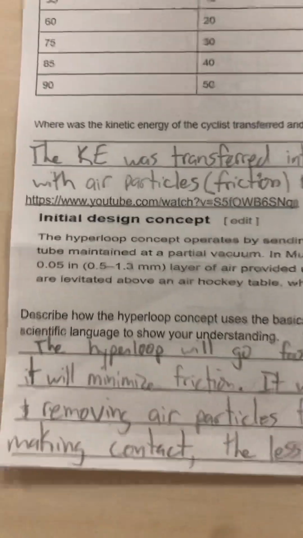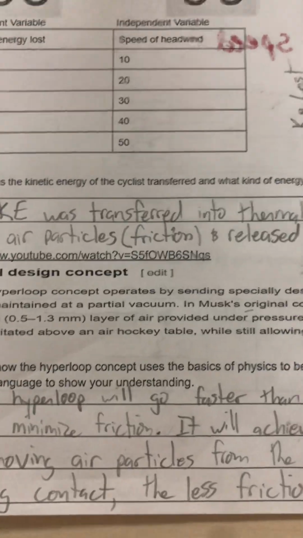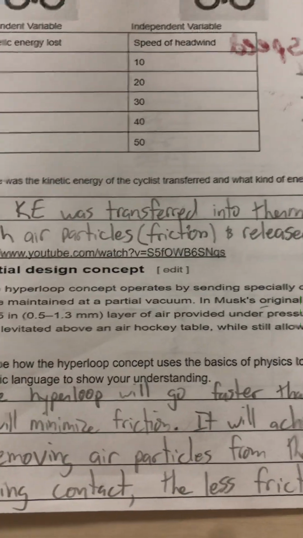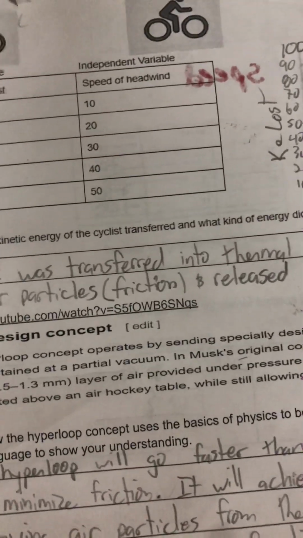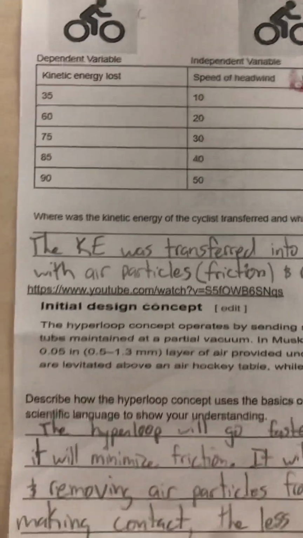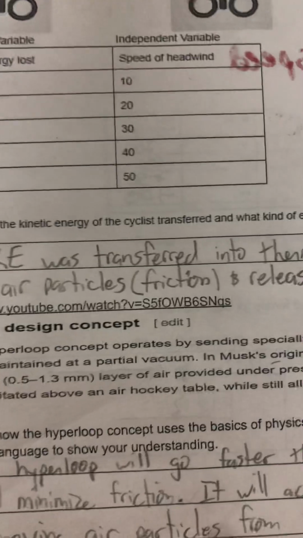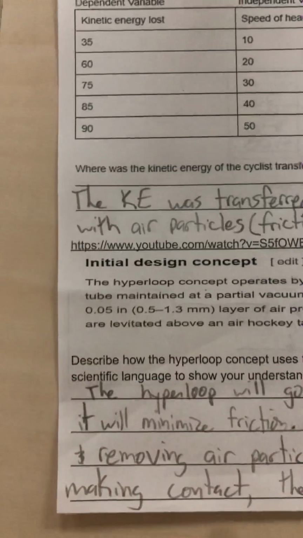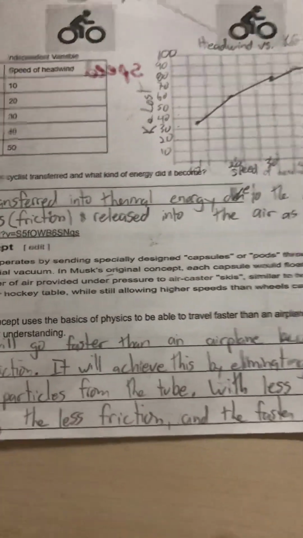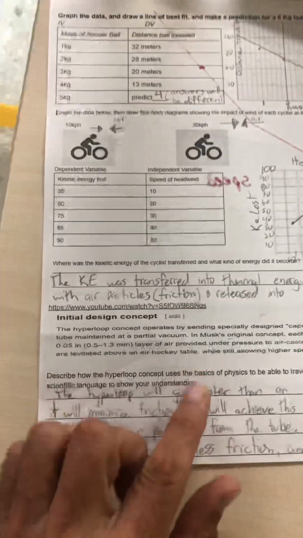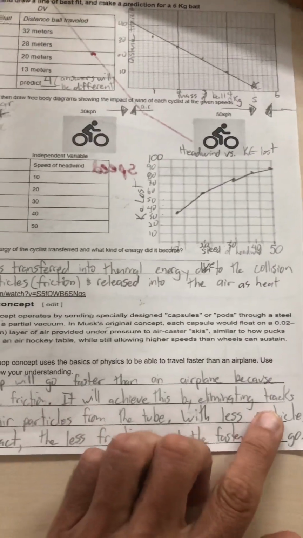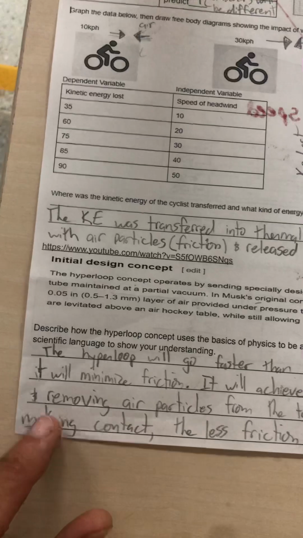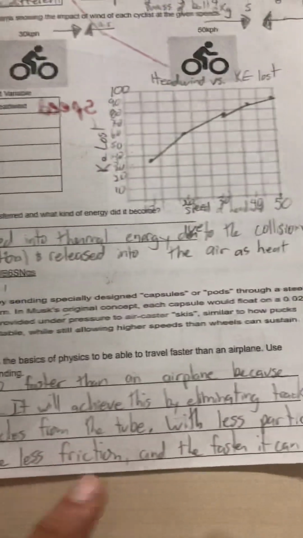If you read about the Hyperloop, what they are trying to do is remove air from a tube so there's less friction, and then we can have a train go through that thing. They also want to use various ways to not have any contact, not have any wheels really, just have it float. Some designs have tried to use magnets. This design tries to use air, like air hockey. And so I said that the Hyperloop will go faster than a plane because it will minimize friction. It'll achieve this by eliminating the tracks and the wheels and removing air particles from the tube. With fewer particles making contact, there is less friction and the faster it can go.